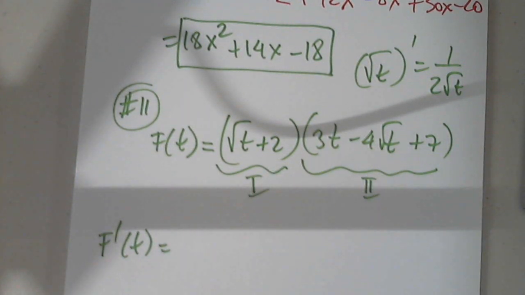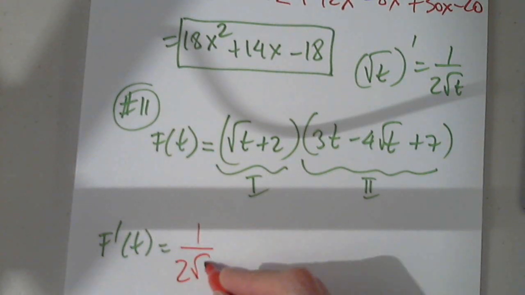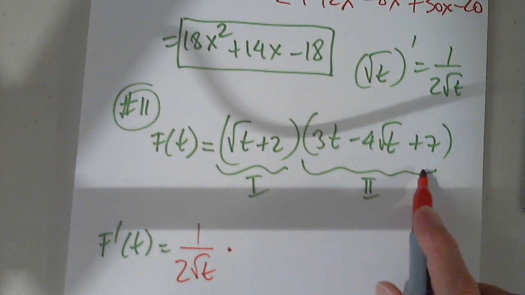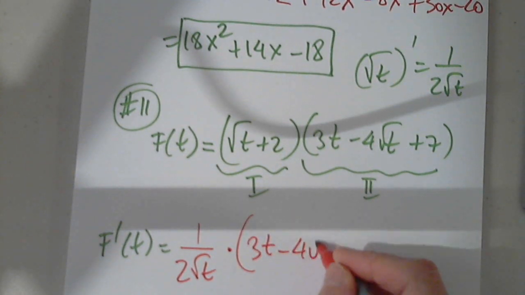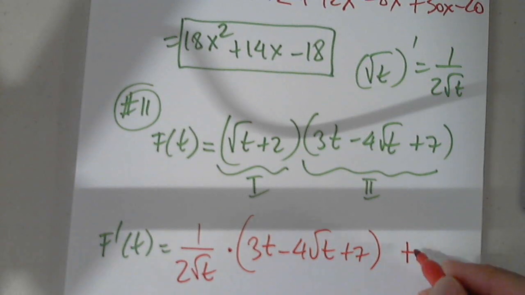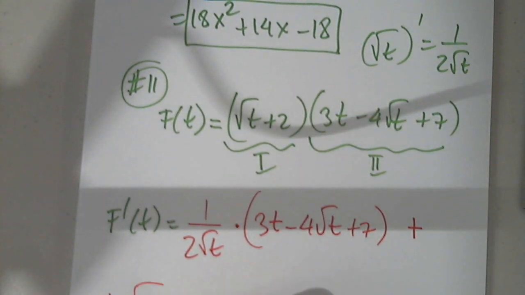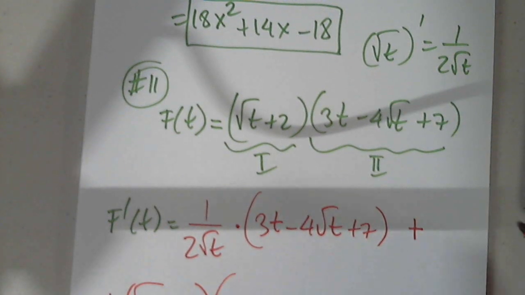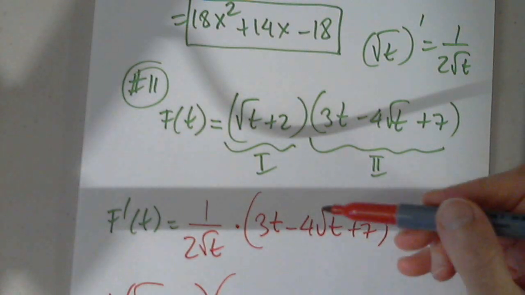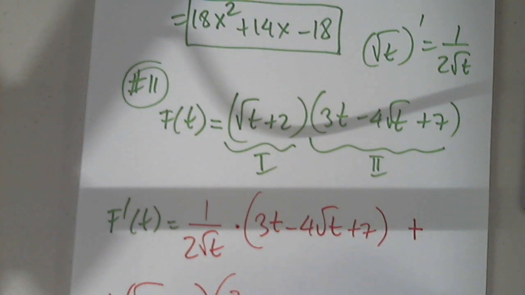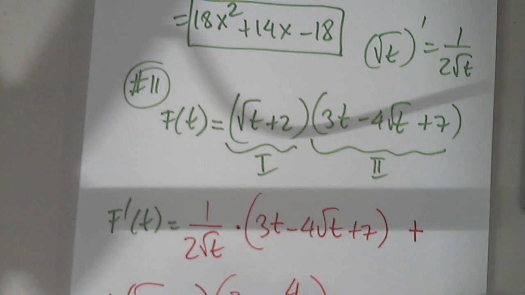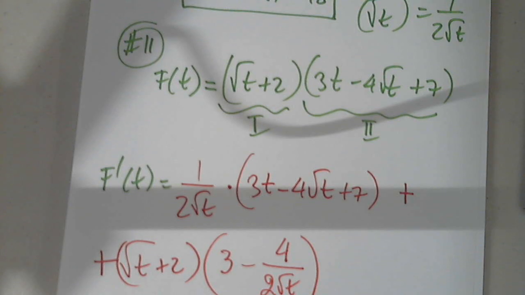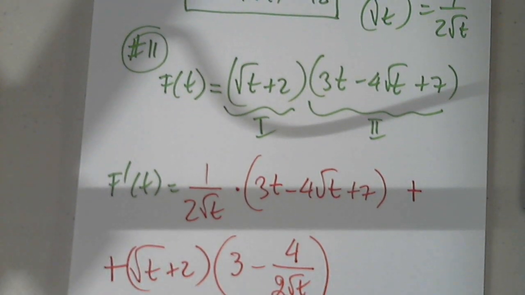So when I differentiate the first function, I get 1 over 2 the square root of t multiplied by all this, 3t minus 4 the square root of t plus 7, plus, I copy the first function, and now I will differentiate the second one. When I differentiate 3t, I get 3. When I differentiate 7, I get 0, but this is negative 4, and when I differentiate the square root of t, I know it is 1 over 2 the square root of t. And yes, I have to distribute and simplify it fully.